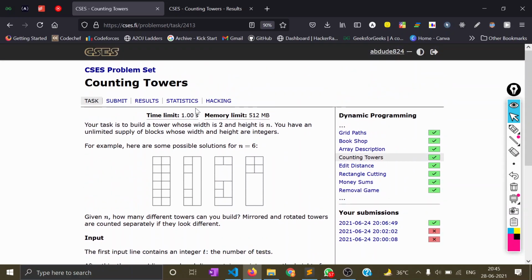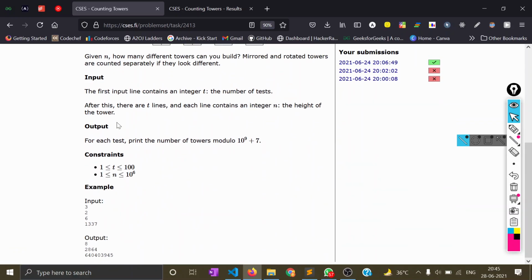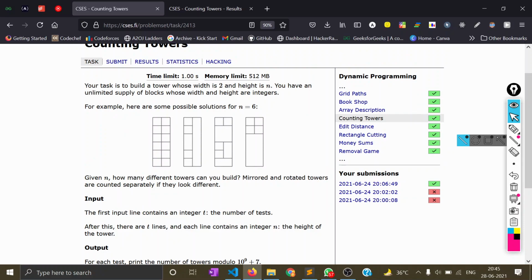This question is of medium difficulty, and I had to watch an editorial or a tutorial to do this. So let's discuss the approach and let's first discuss the problem. Your task is to build a tower. Basically, you have been given a height and you have to build a tower. You have an unlimited supply of blocks whose width and height are integers.